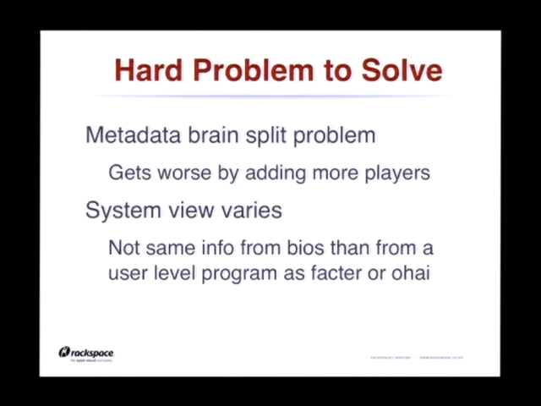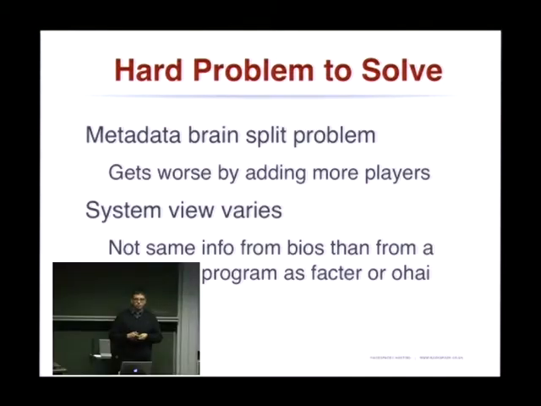And not only that, there's also another layer of complexity on top of this, because the system view varies as well, because the system gives you another set of metadata, like CPU, amount of memory, etc. And it's not the same, the kind of stuff that the BIOS says to you, and the kind of stuff that Cobbler will see at booting time, and the kind of stuff that Facter or Ohai will see when they are at user level execution. So that also adds some randomness to the full equation. So what would be some possible solutions for this?